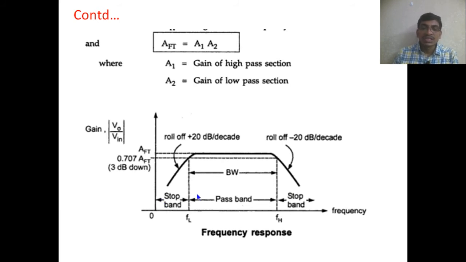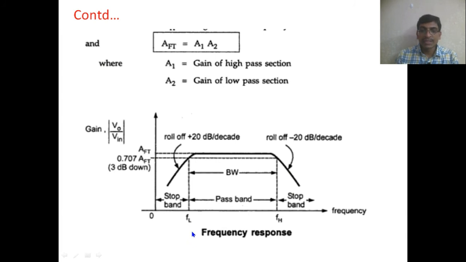The difference between the higher cutoff frequency and the lower cutoff frequency is called the bandwidth of the band pass filter. Based on this bandwidth, we will decide the quality factor of the filter, where gain is equal to modulus of V0 divided by Vin.